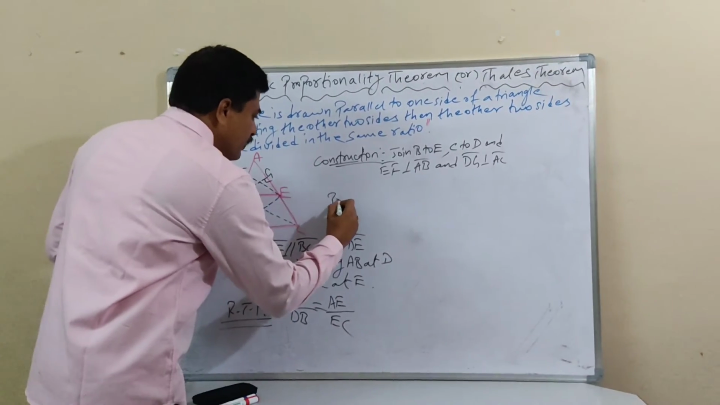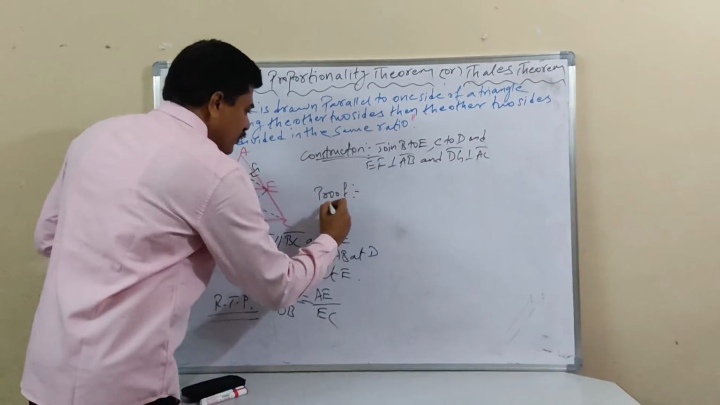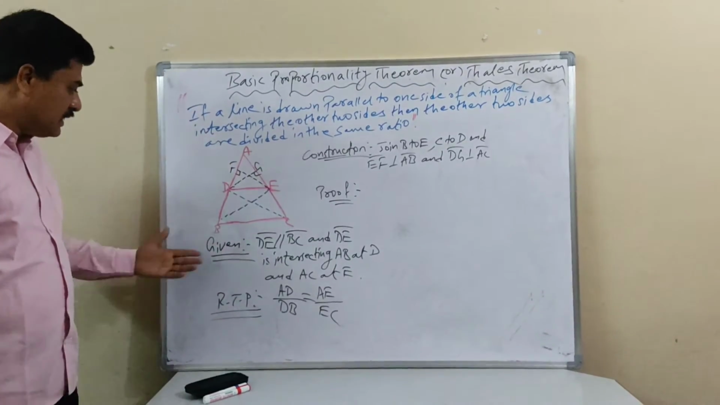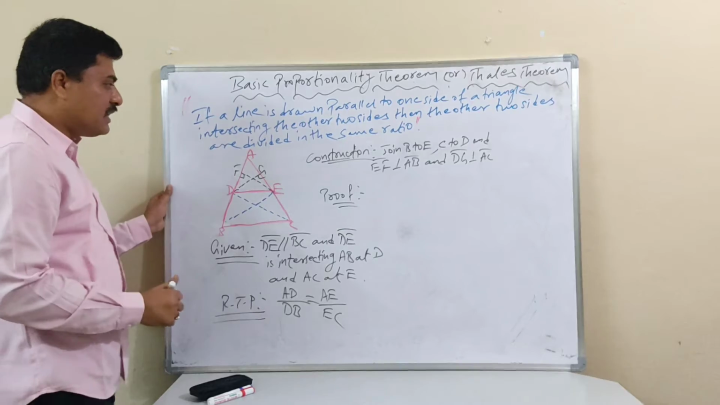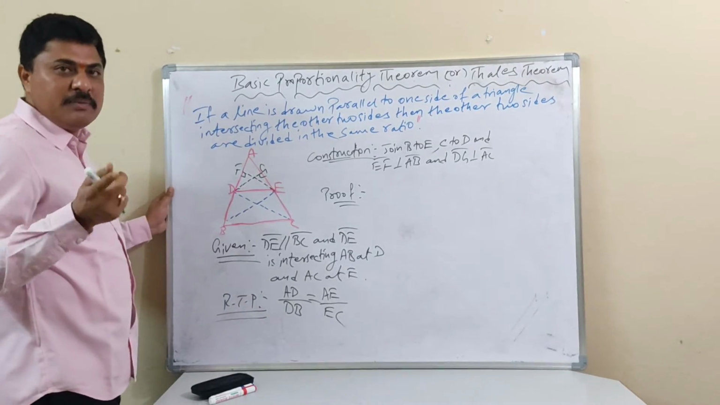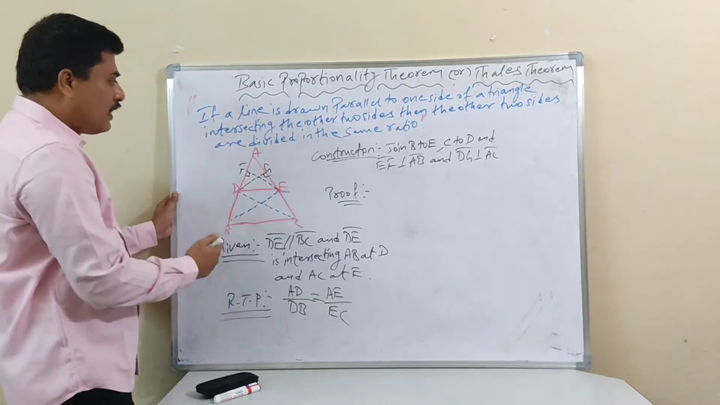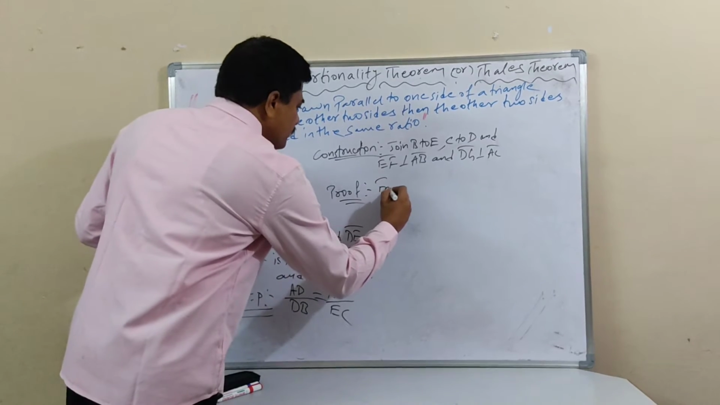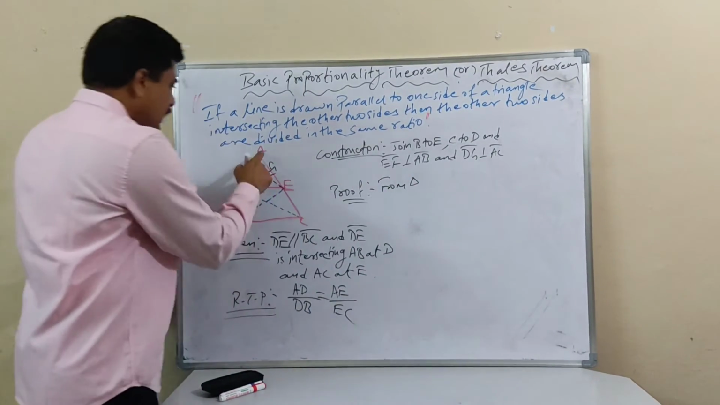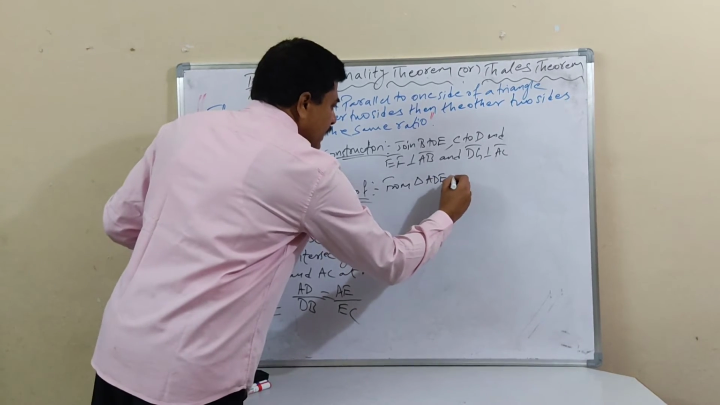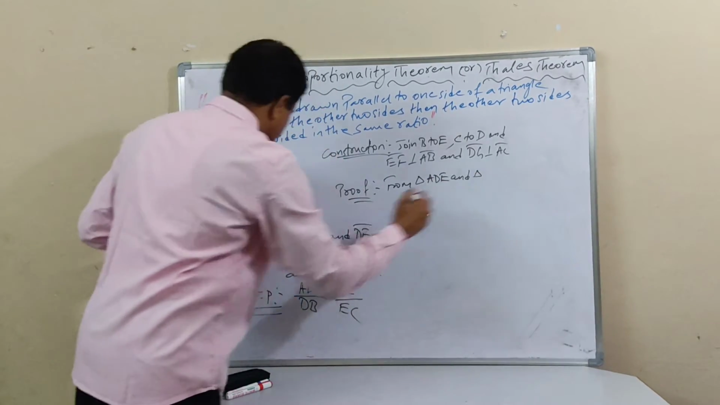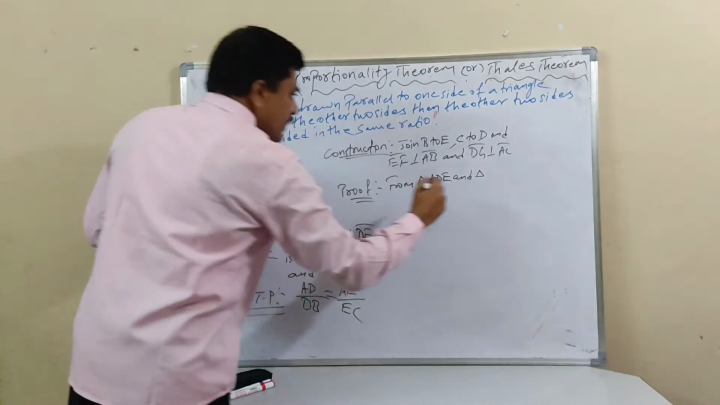Now I am going to prove. The next step is the proof. Step by step you have to do, students: given, RTP, construction, now proof. So, comparison of two triangles. Similar triangles means you have to compare two triangles. So what triangles? From triangle ADE and triangle DBE.